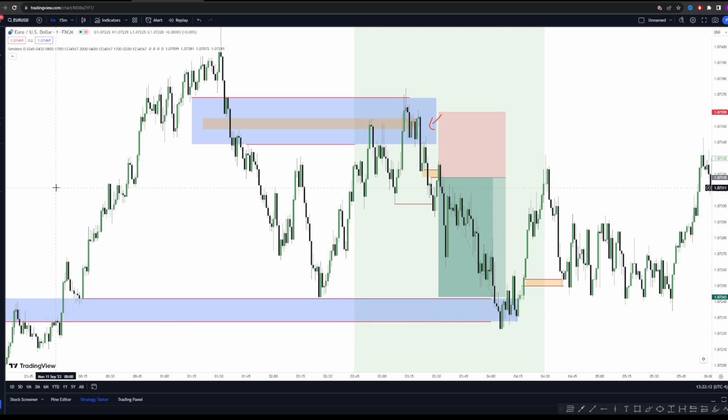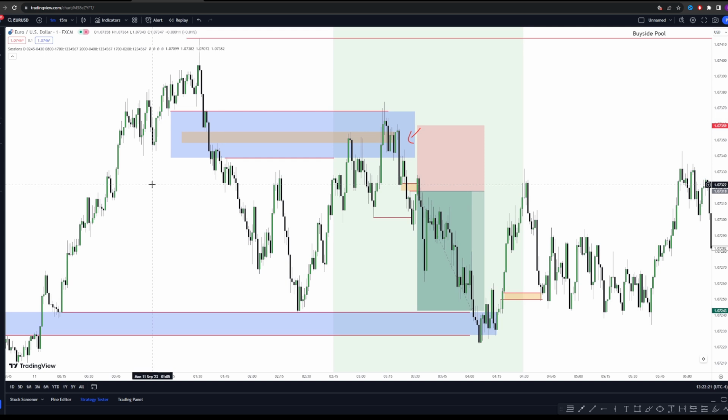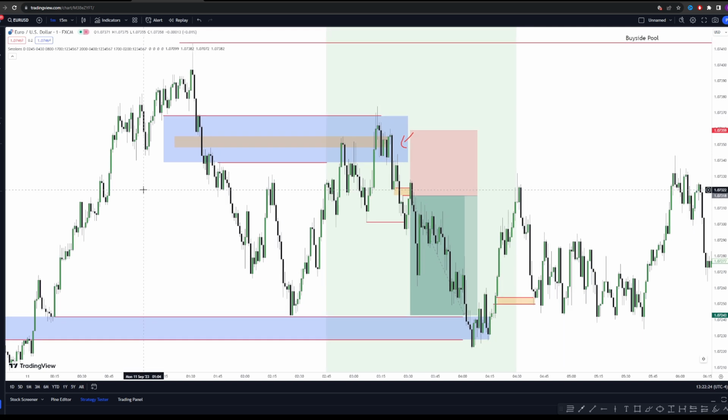You're essentially using two areas of POIs for this strategy: the buy side and sell side liquidity pools and fair value gaps. And you're confirming those on the lower time frame with the market structure shift points strategy that I've shown you, I think it was 2 uploads ago.